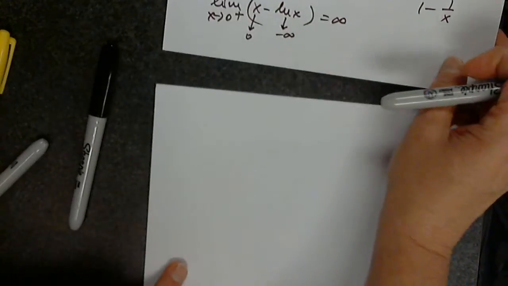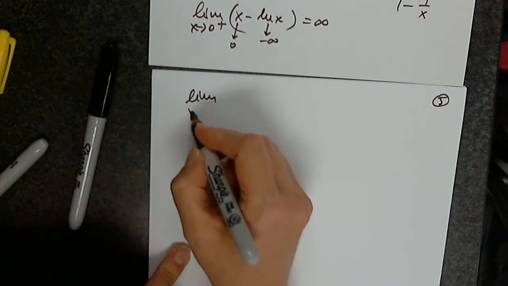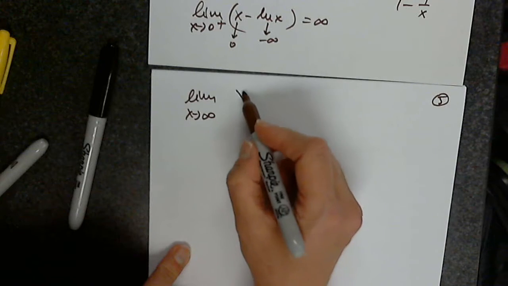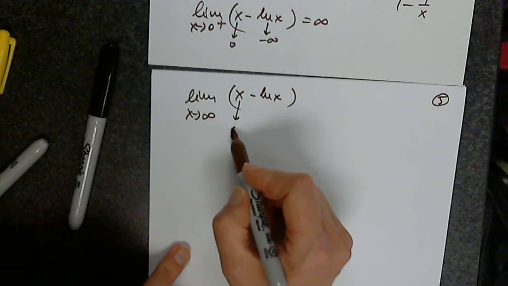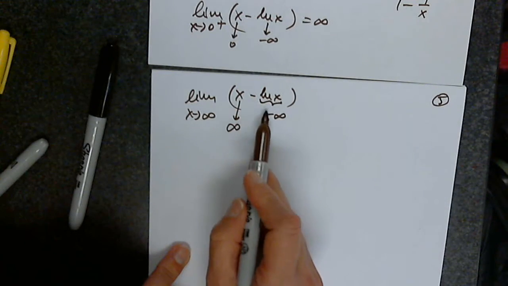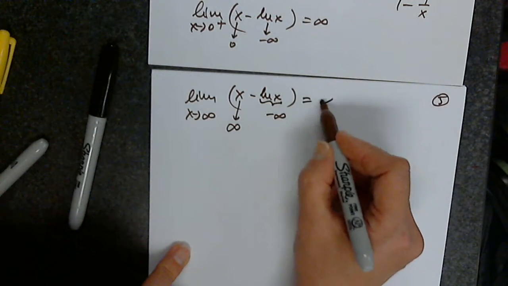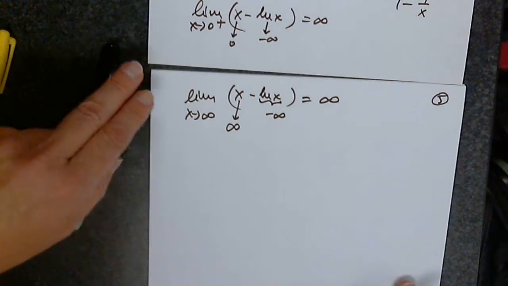And now the limit as x approaches infinity of x minus natural log x. And this approaches infinity. This approaches negative infinity with minus in front. It will be infinity because infinity plus infinity is infinity. There is no indeterminate case here.